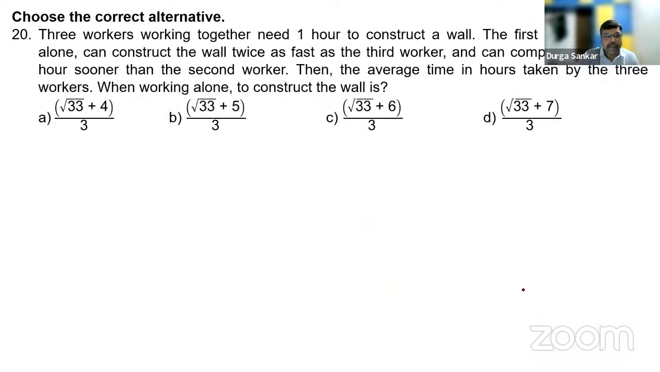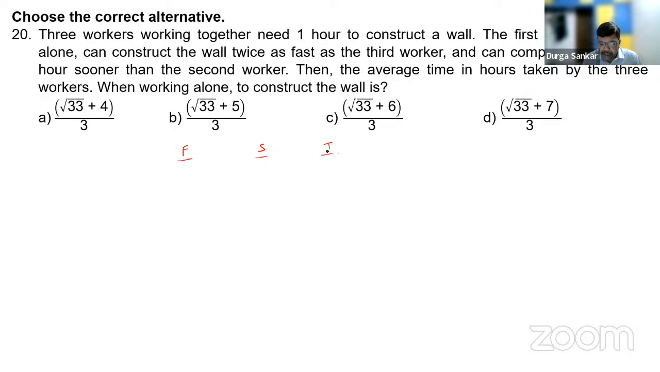Next one. 3 workers working together need 1 hour to construct a wall. The first worker working alone can construct the wall twice as fast as the third worker and complete the task an hour sooner than the second worker. So first worker, second worker, third worker. Then the average time in hours taken by the 3 workers when working alone to construct the wall is?